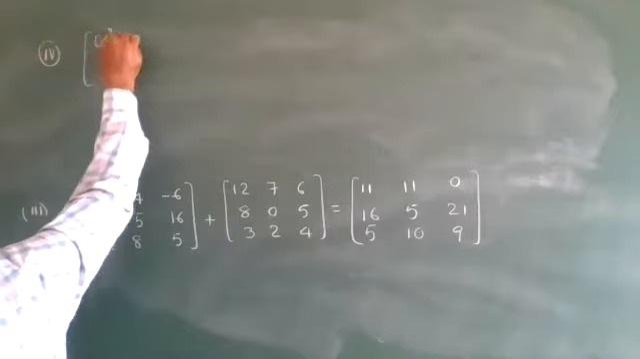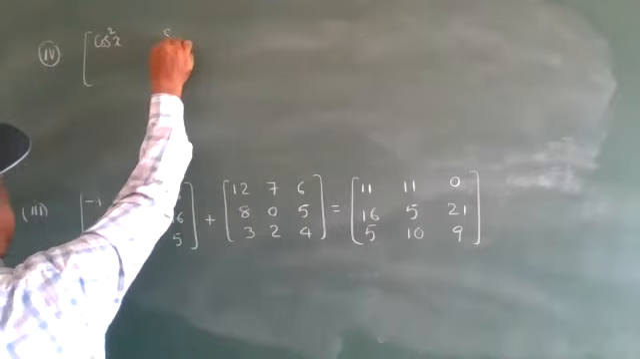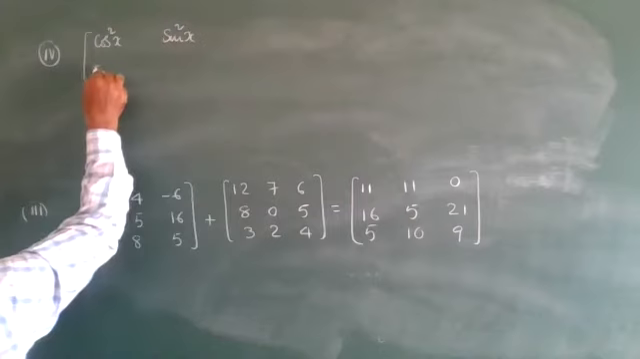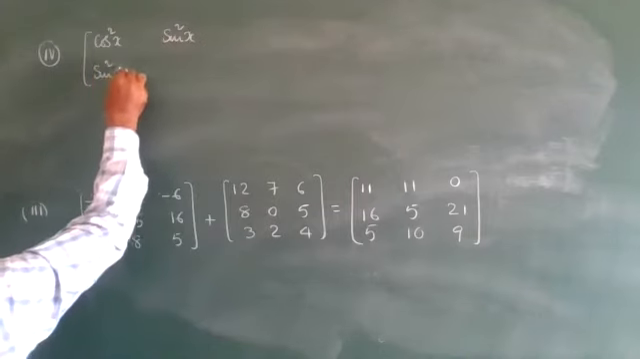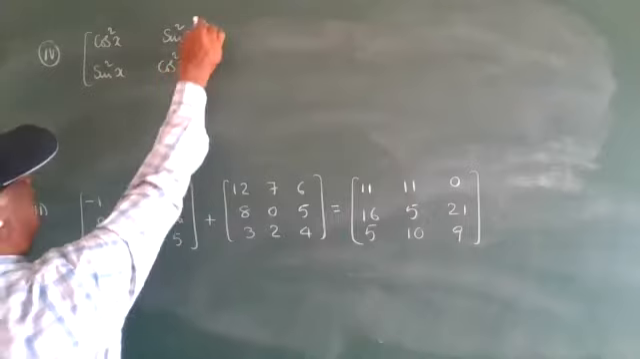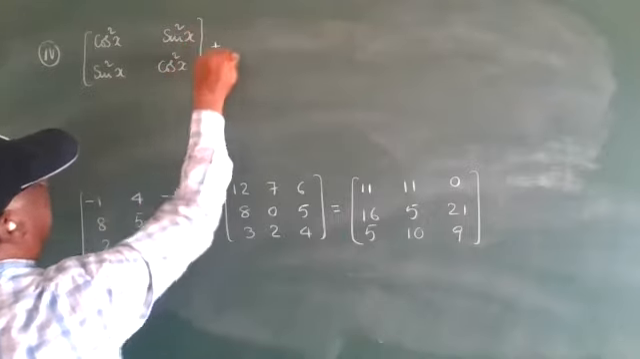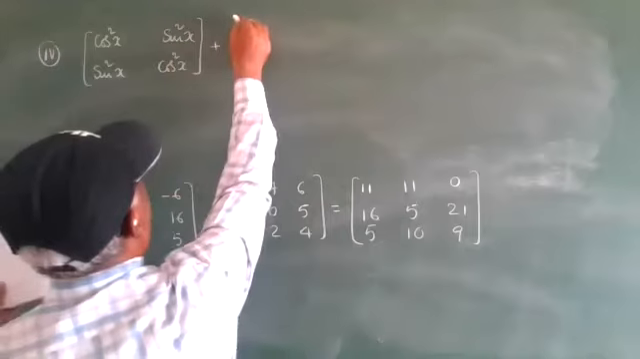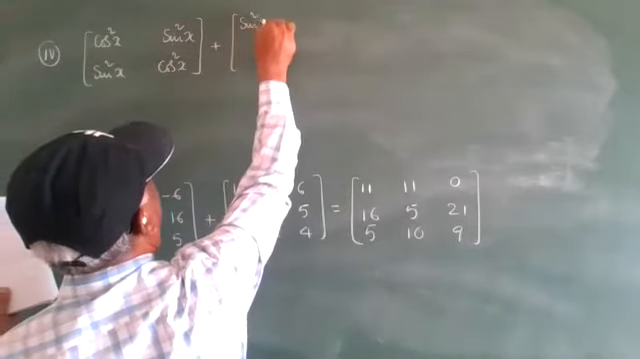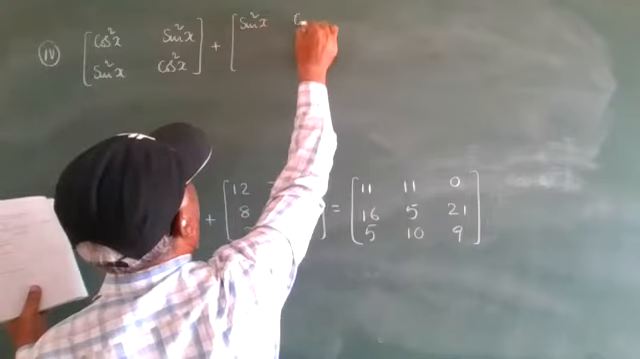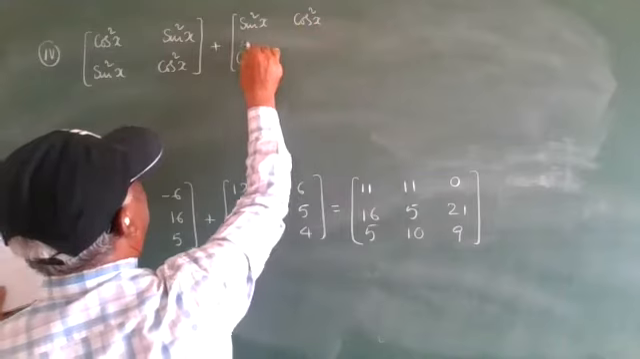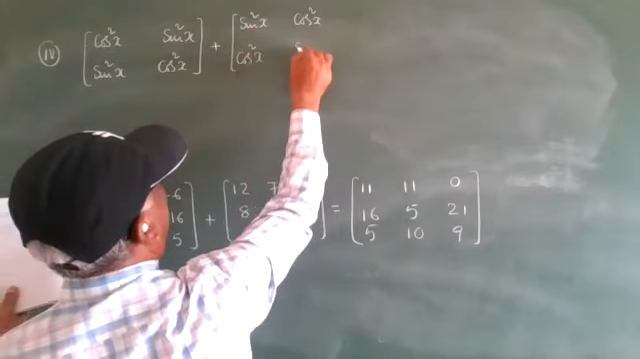Cos square x. Second element is sin square x. So second row, sin square x. Second row, second element is cos square x. Closed bracket. Next, sin square x, cos square x. Next, cos square x, sin square x.